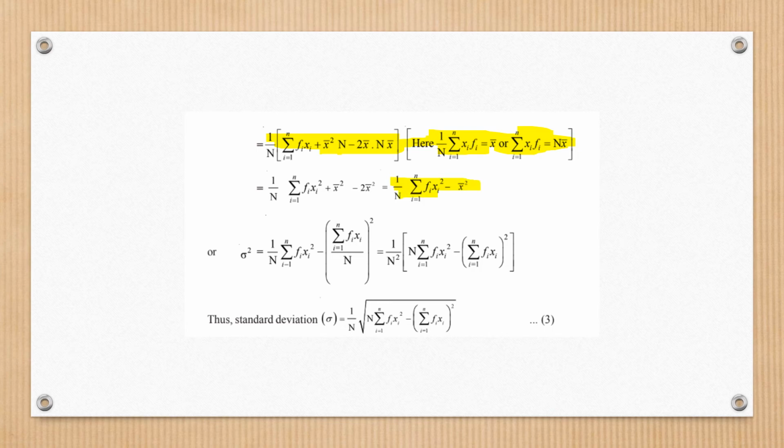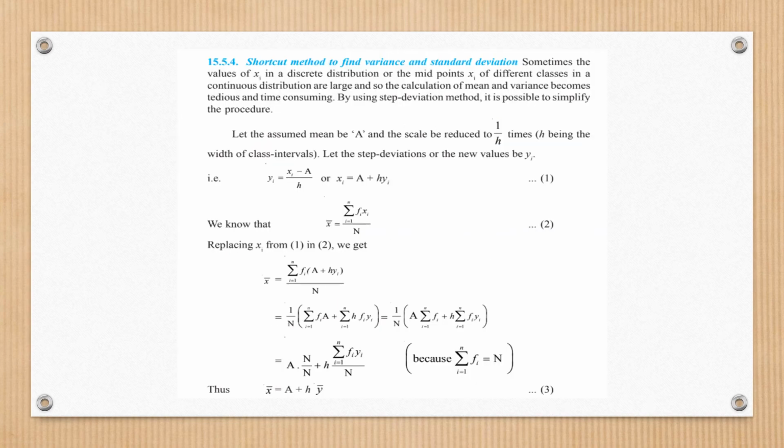So that means your sigma square can be expressed in this way, and in short form we can write it like this: 1 upon n under root of n times summation fi xi square minus (summation fi xi) whole square.